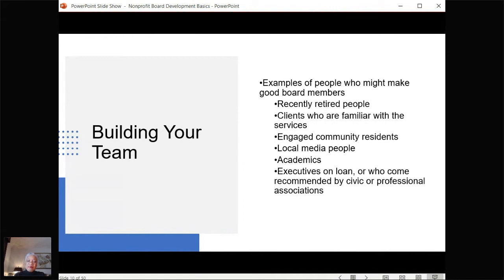Other good people might be local media people. They come in handy when you're trying to get the word out about what it is that you're doing. And then academics, they are really good to help you frame your research and put you in touch with others who can help you with the research and evaluation. And then executives on loan, or those who come recommended by civic or professional organizations.